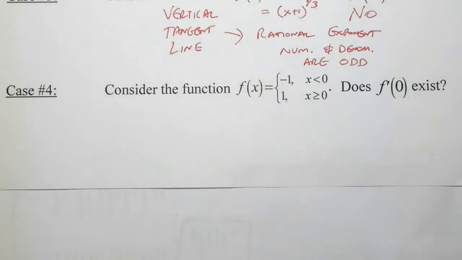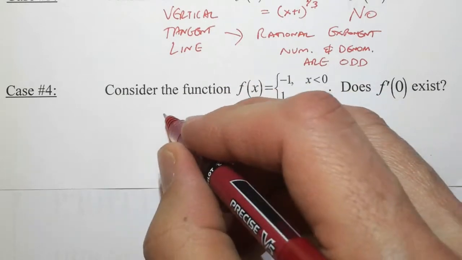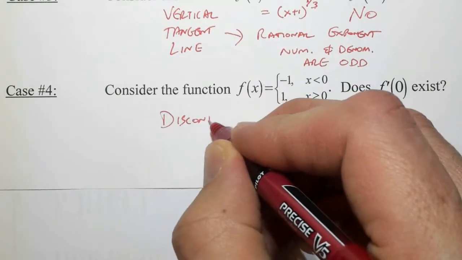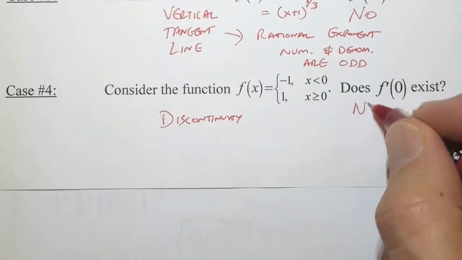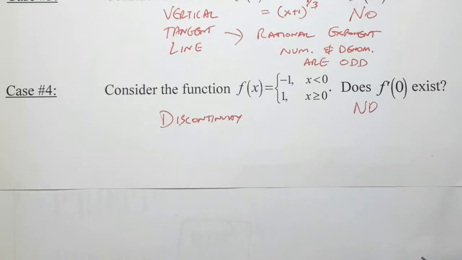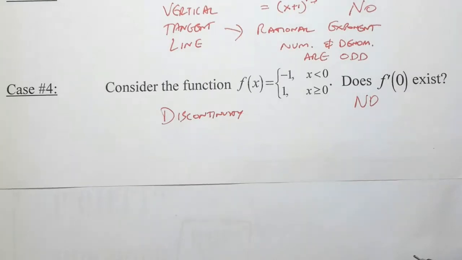So this is our final situation, and that is when there is a discontinuity. If we have a discontinuity, then the derivative will not exist at that point. So think about it. When do we have discontinuities?